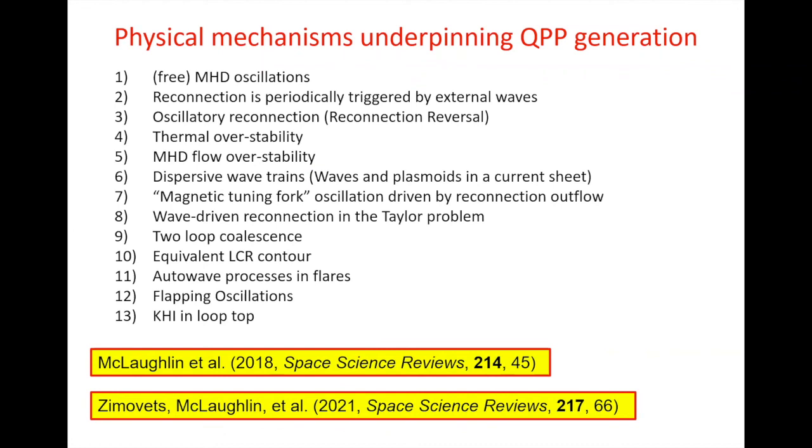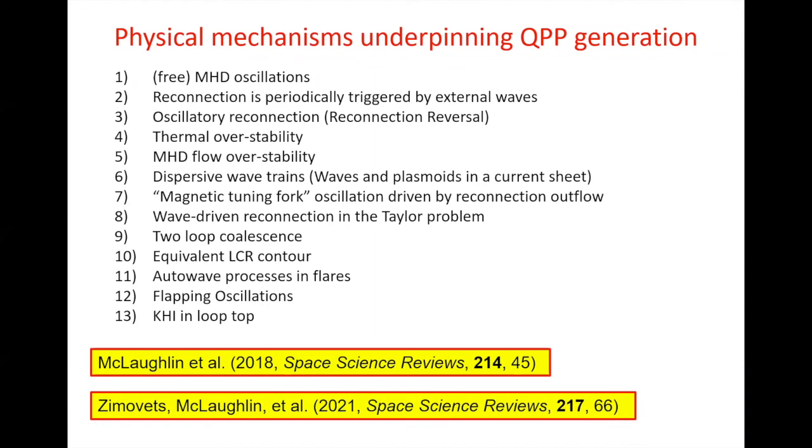And I wanted to draw your attention to two papers at the bottom there, both in Space Science Reviews, that investigate these different possible underpinning physical mechanisms. And so there are a lot of them there. So let's say there are over 10, and I've listed 13 of them there. You have free MHD oscillations at the top. You have reconnection periodically triggered by external waves. You then have oscillatory reconnection that I spoke about before, and you have different examples. And that McLaughlin 2018 paper at the bottom takes you through all of those potential models, and it investigates each of them and their applicability to QPPs.